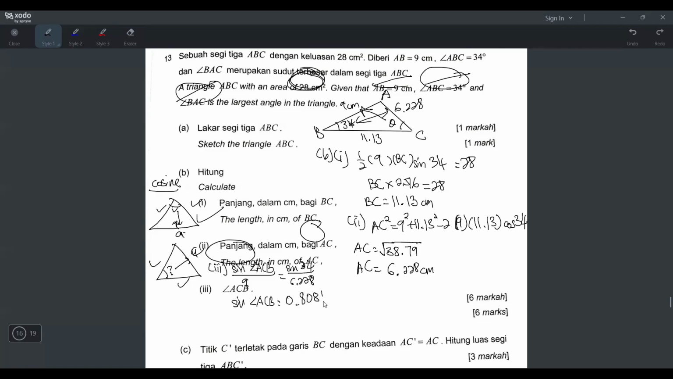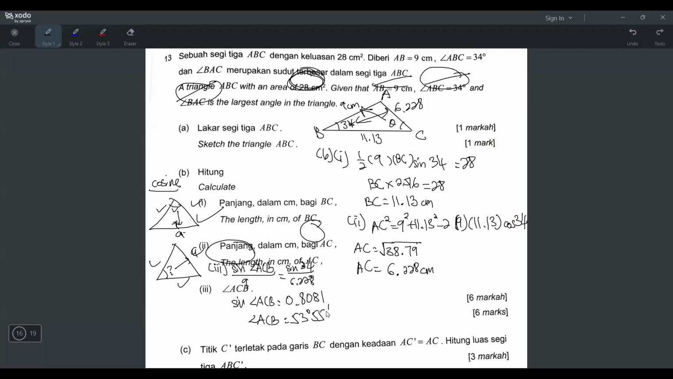Okay, now I can find ACB. I just tekan shift sine. The answer gives me 53 degree, 55 minute. Okay, I always tell my student to write in degree minute. But if you want to write in decimal, can also. It will be 53.91 lah.